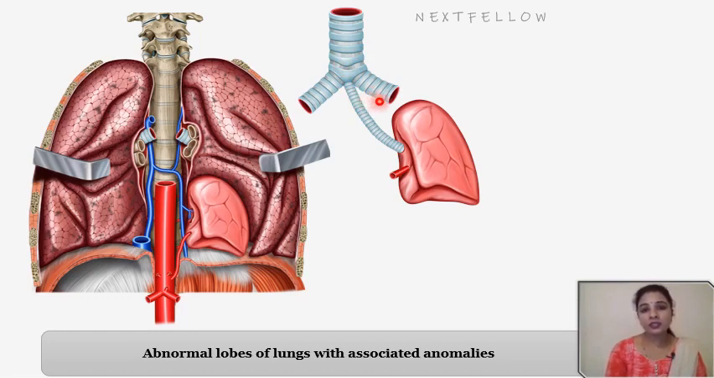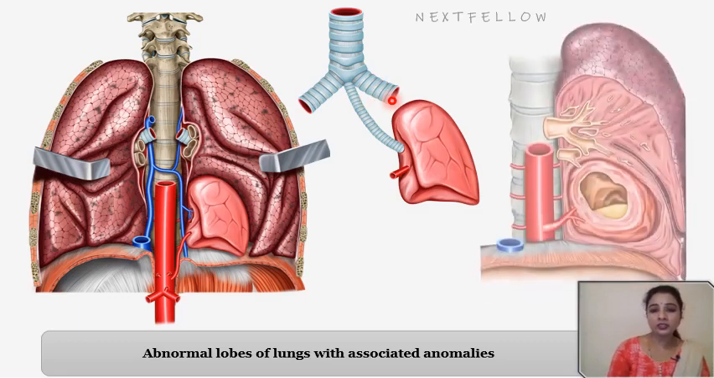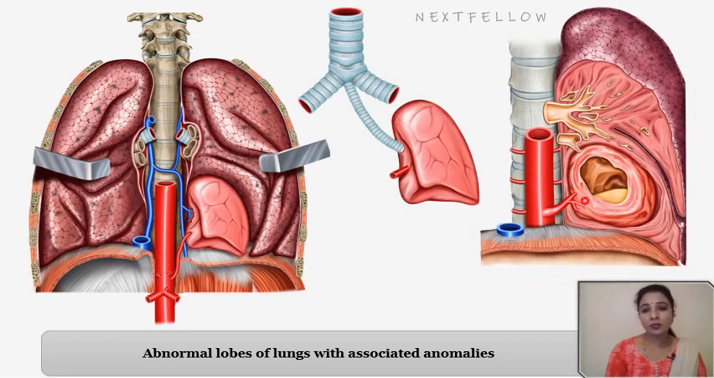Intralobar sequestration with cavitation. We can see intralobar sequestration with cavitation in the third image. The arterial supply is directly from the thoracic or the abdominal aorta, and the venous return is to the pulmonary veins. So these are the 3 images explaining the abnormal lobes and their associated anomalies.